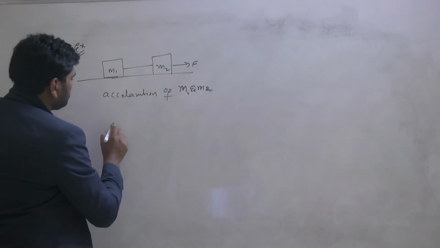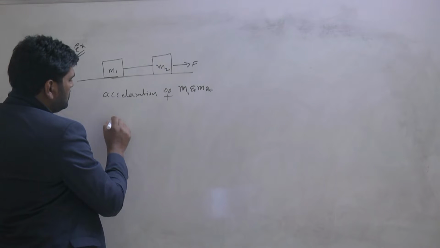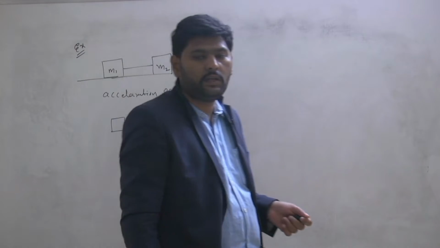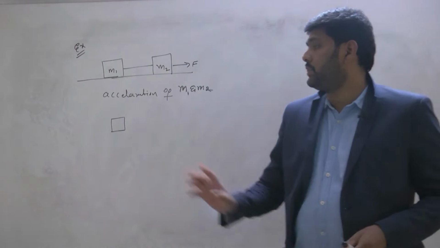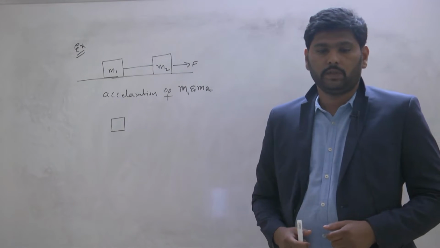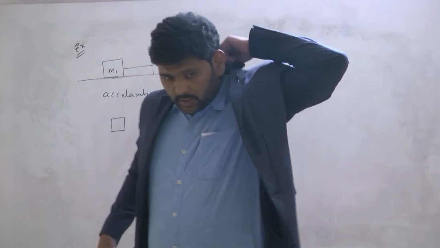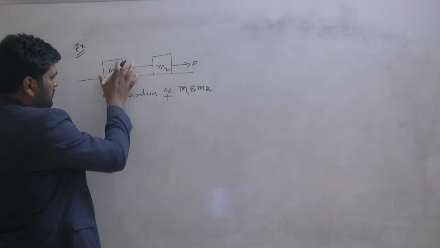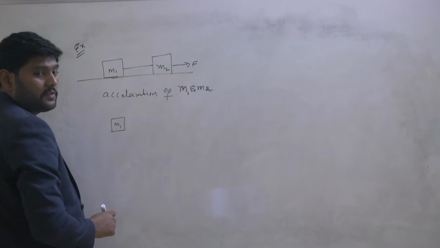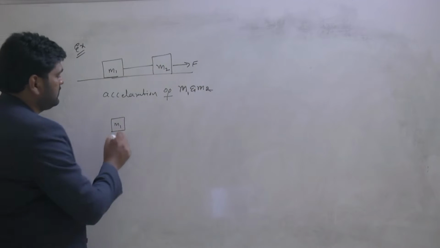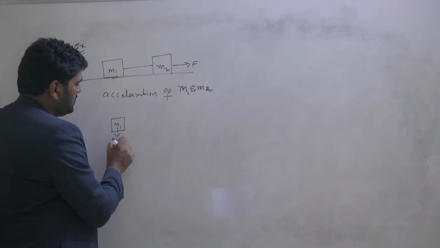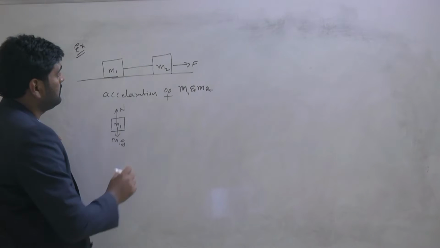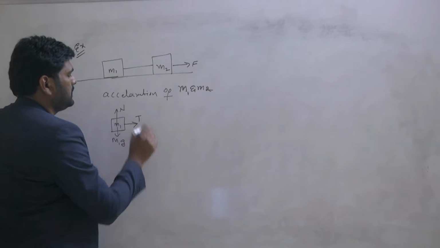Here let me take mass 1. For drawing the free body diagram, there are steps involved. The first step is to isolate the object from the system. So now I am isolating the object from the system. This is M1. On this M1, what forces are acting? One is M1g, another is the normal reaction, and along this direction tension is acting.